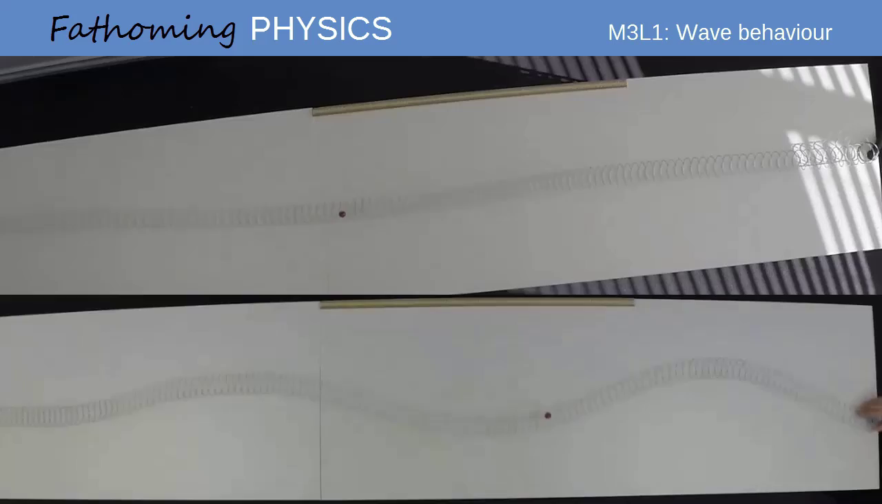and a longitudinal wave. Here the video is being replayed at a frame rate of 30 frames a second, slowing down the apparent speed by a factor of 4.